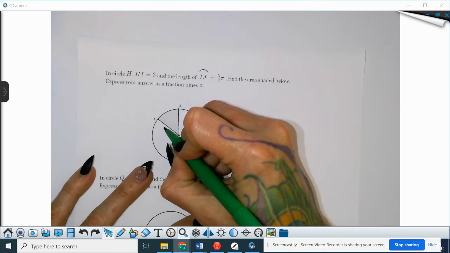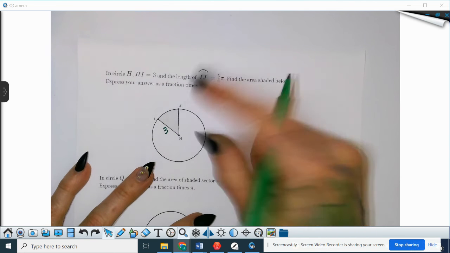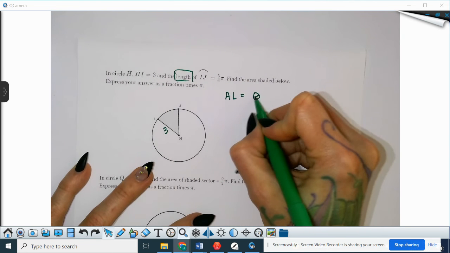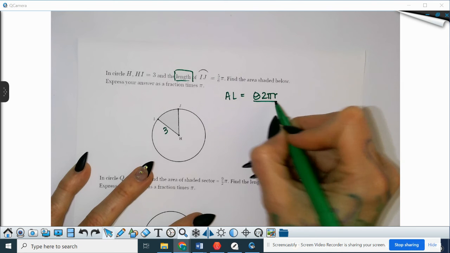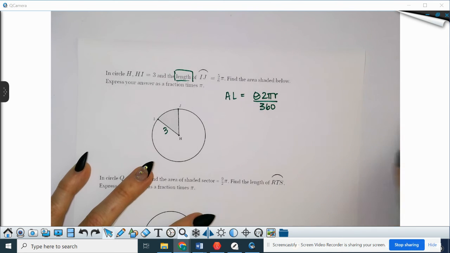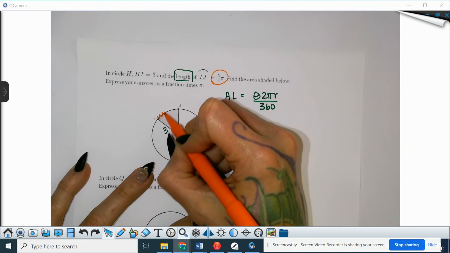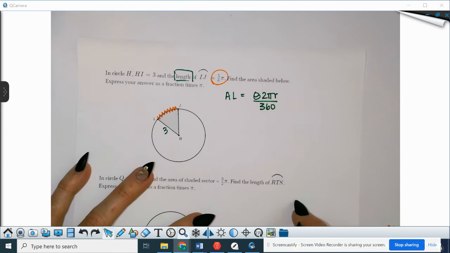The radius is 3. The arc length, so you see the word length, so that means we know arc length equals theta times 2 pi r divided by 360. And in this case, that arc length, the length of this, is 5 over 6 pi. So it's in terms of pi.